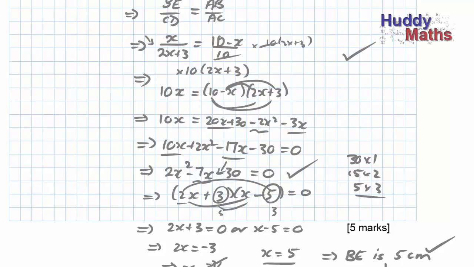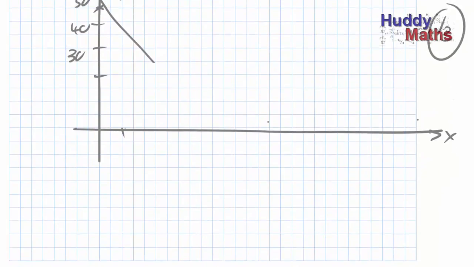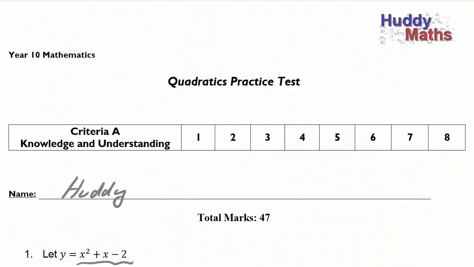Okay, so let's have a look then at what marks you got. So go up the top and put a total there. Let's go right up to the top and put a total out of 47. So I hope you did well there and see what you thought.